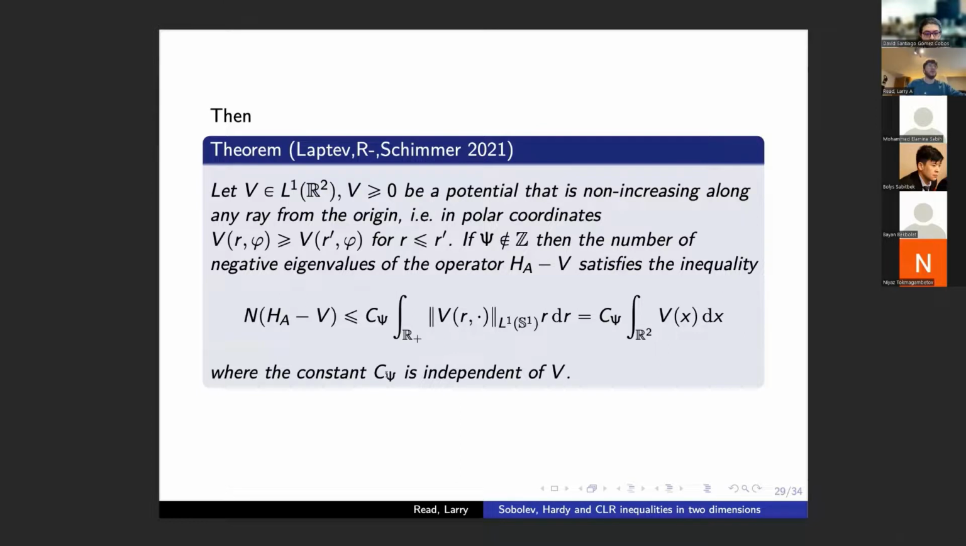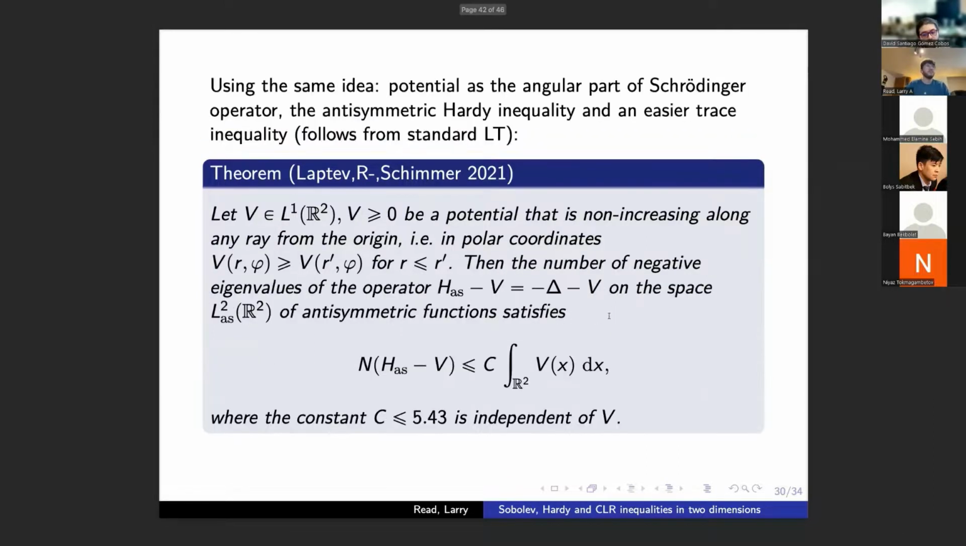And again, here we can compute the value of this constant for any particular flux. And then finally, we were able to do this for the antisymmetric case. In this case, the antisymmetric Lieb-Thirring inequality followed quite nicely from the standard Lieb-Thirring inequality and some variational argument. And again, we were able to show the CLR inequality in 2 dimensions for the antisymmetric Schrödinger operator with non-increasing potential.